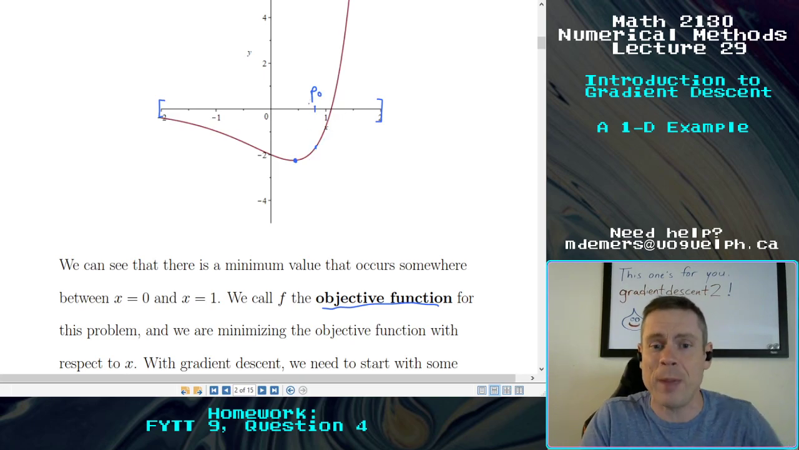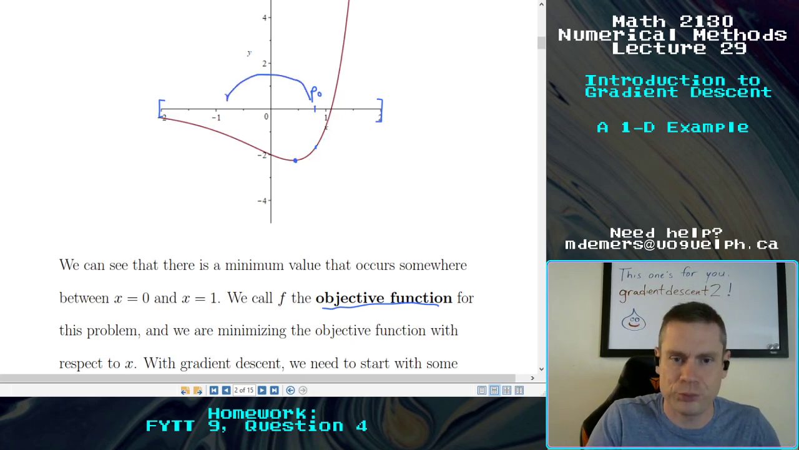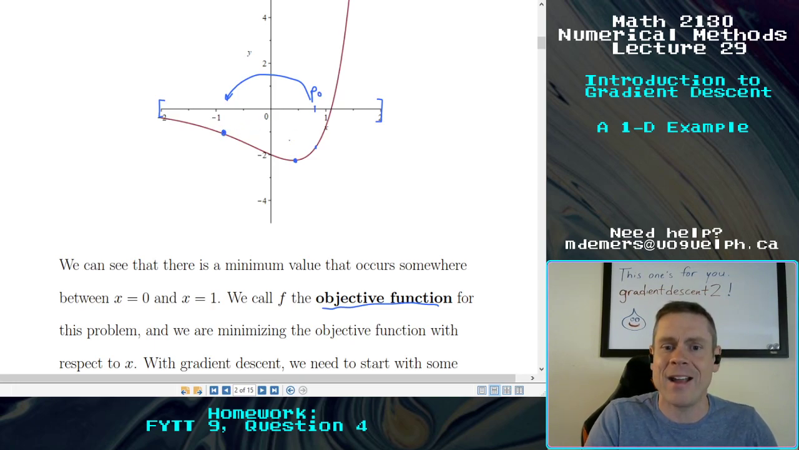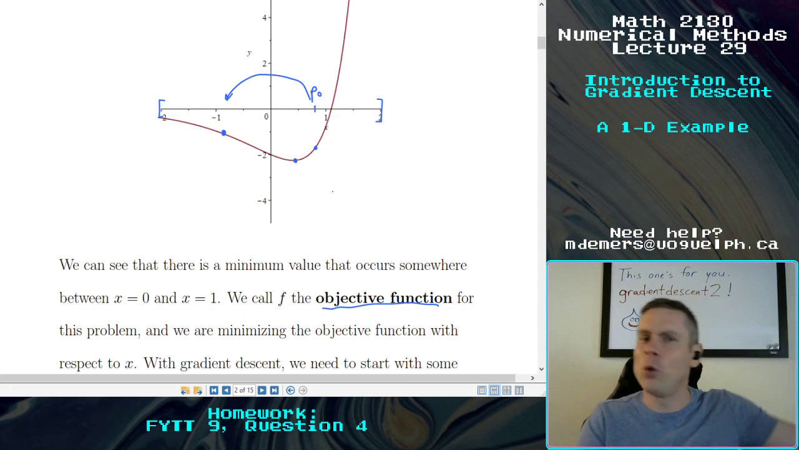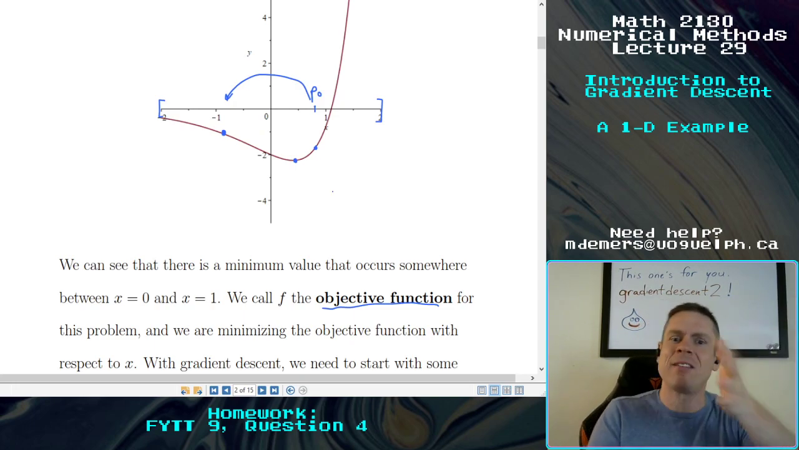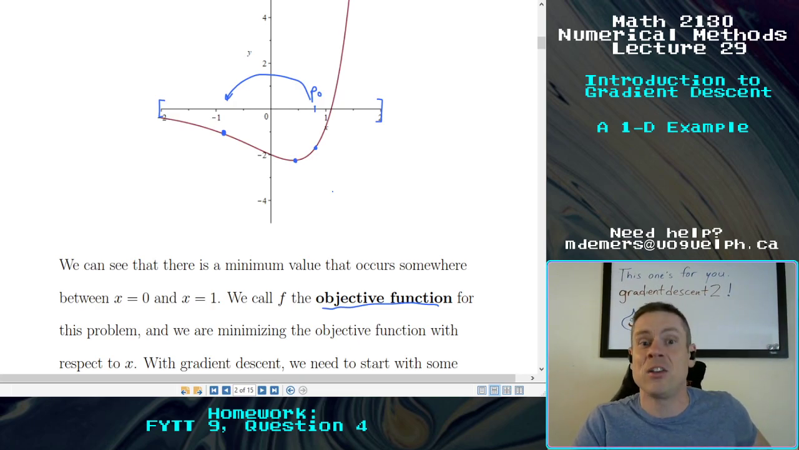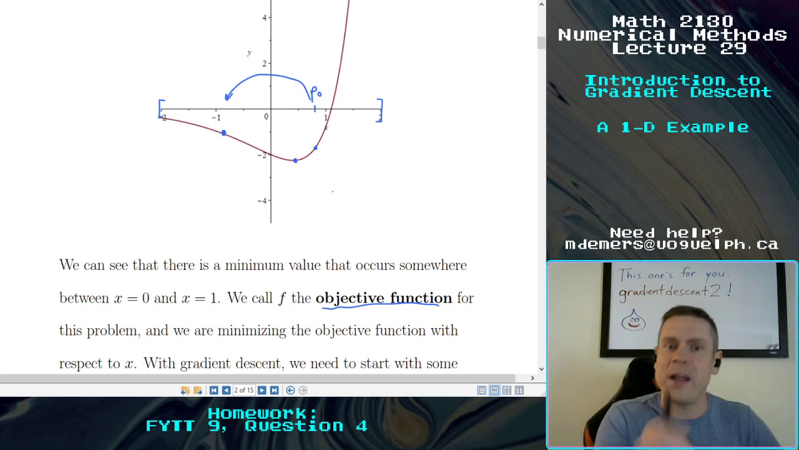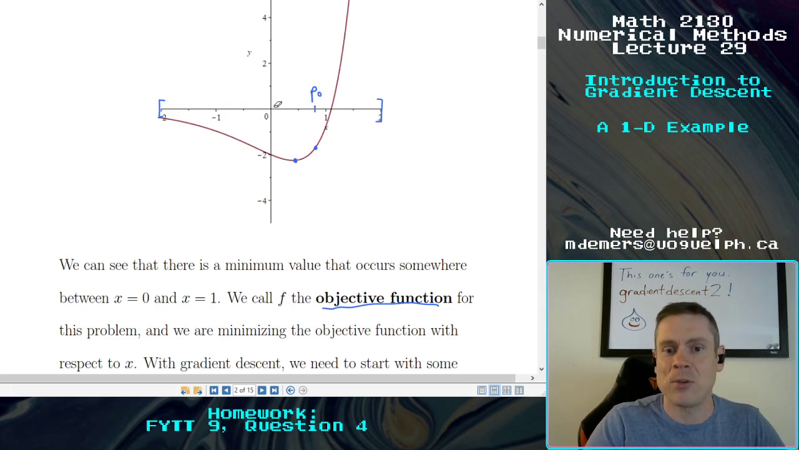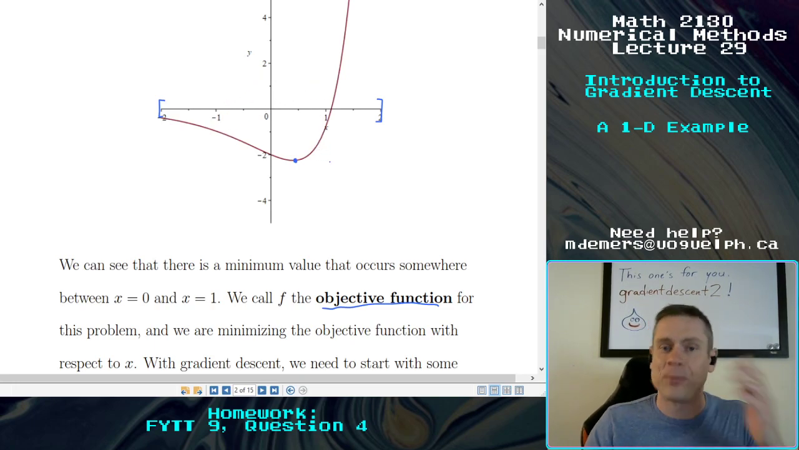If my h is too big though, maybe this is where it takes me, and the function could be higher up than when I started, which means maybe I've jumped over this minimum point, and my step has been too big. So it has to be something else about decreasing the step size to make sure it's small enough that I can hone in on that minimum point. That's what I'm talking about. You need to make sure that your steps are small enough.